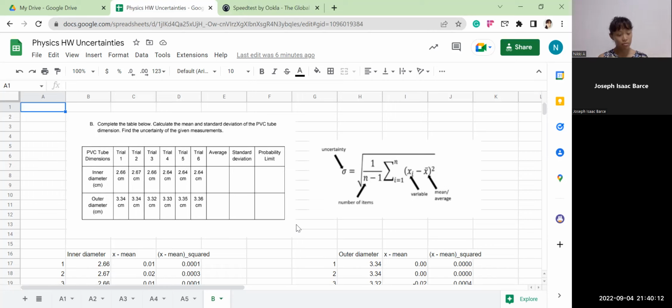So, ang average ko is yung... 2.65 ba? Very good. Yung mean. Yes. So, yung variable minus 2.65. Lahat ng variable? Yes. Okay. Isa-isa. Okay.